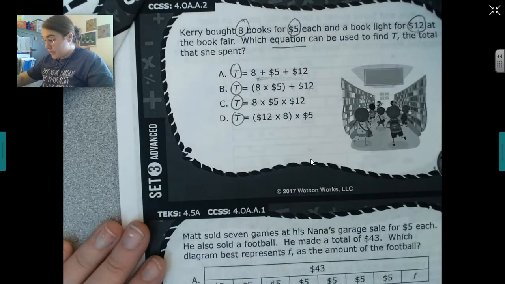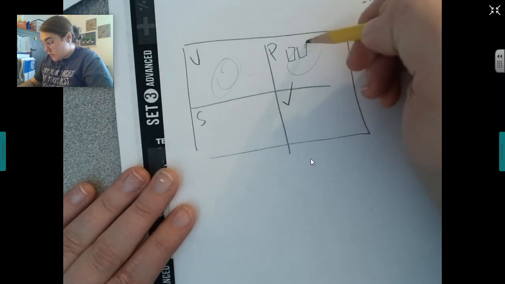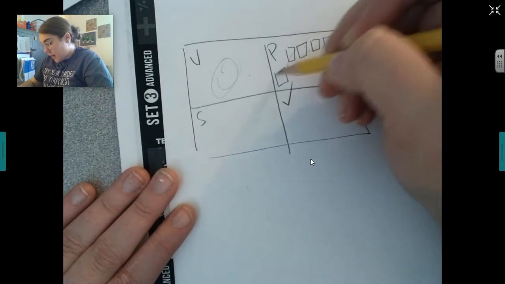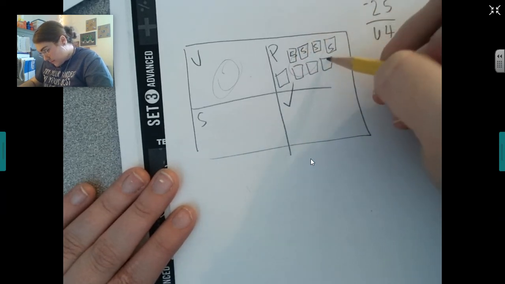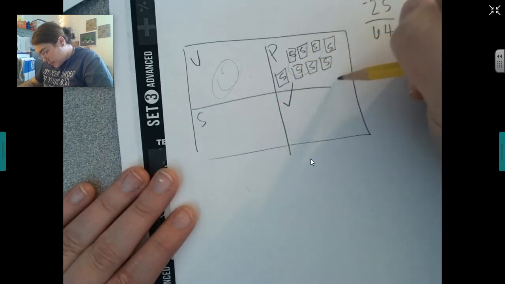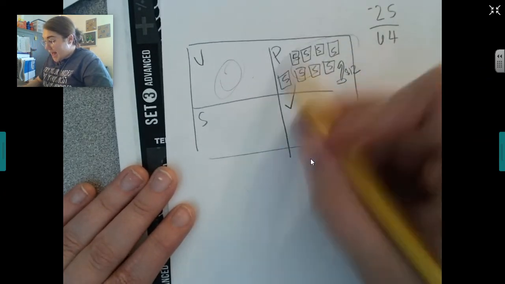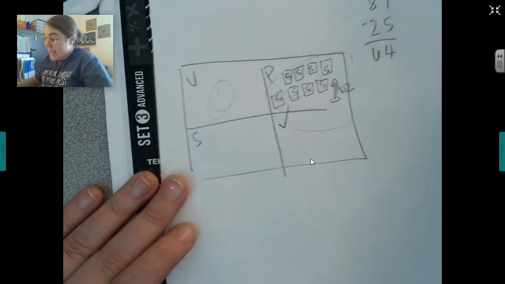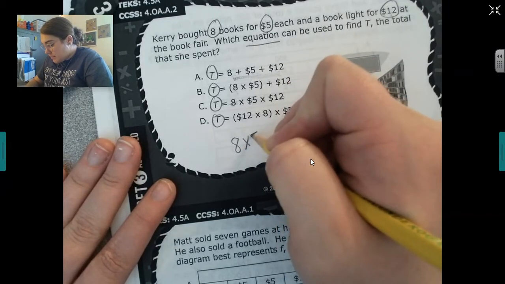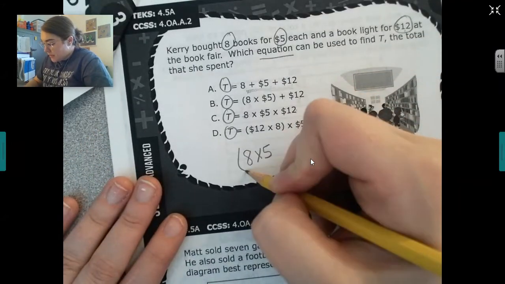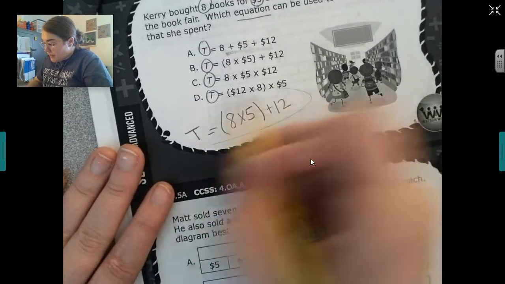Well, if I have 8 books, in my plan, I'm going to draw a picture. 1, 2, 3, 4, 5, 6, 7, 8. So each book is $5. And then I also bought this nice little book light for $12. I can add all of that up, sure. But when it says 8 for $5, I am actually multiplying. So I would definitely do 8 times 5. Then after I multiply that, I would probably add 12. So is there one that matches this?